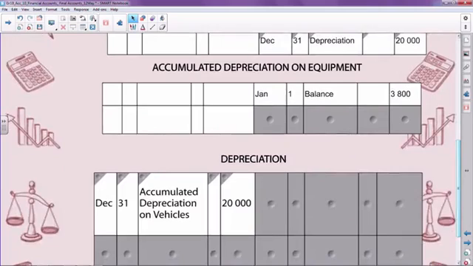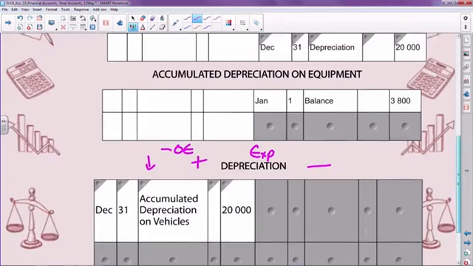Why will it be on the debit side? Remember, it's an expense, and the expense will be shown on the debit side, but know that it's bad for my owner's equity because it's an expense. Then that's your depreciation on vehicles for the third year.